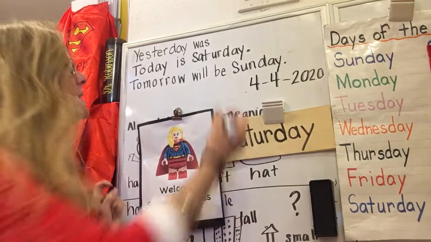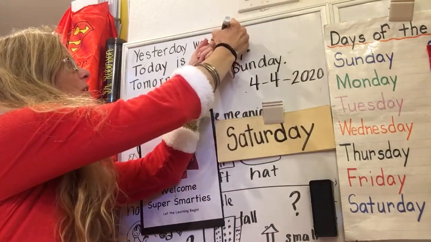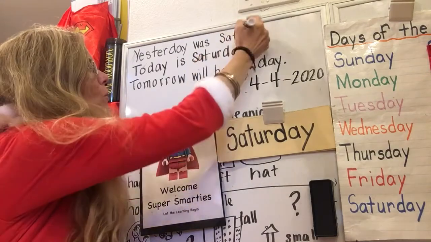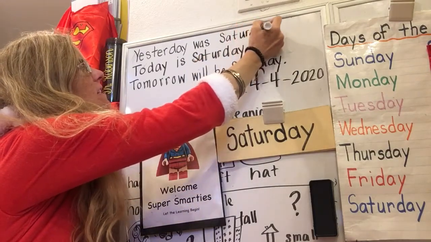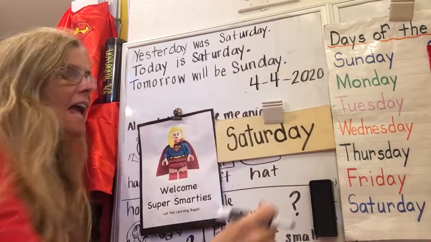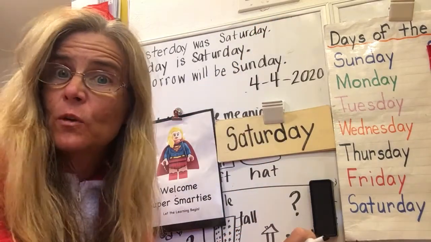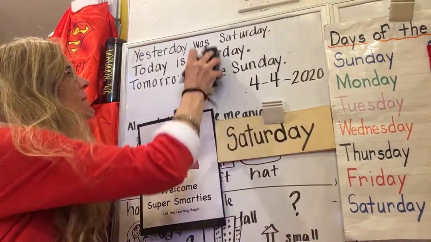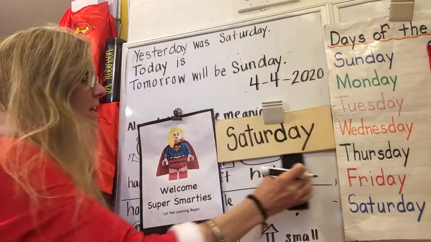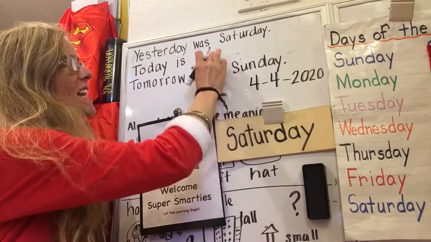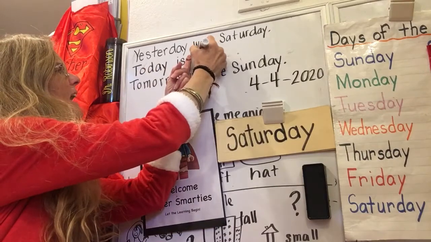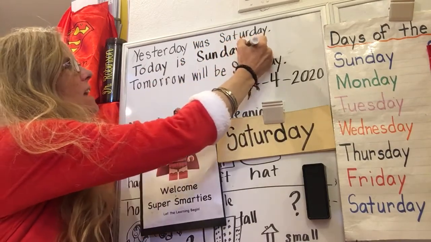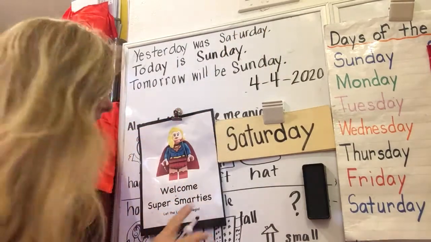Chase the face space. So I'm going to write capital S-A-T, and I'm lifting it from right here on the board. U-R-D-A-Y. And it's just a telling sentence, so I'm going to end it with a period. Then I'm going to erase Saturday because now I've already used it. And I'm going to move Sunday up. Today is capital S-U-N-D-A-Y. I'm going to put a period because it's just a telling sentence.